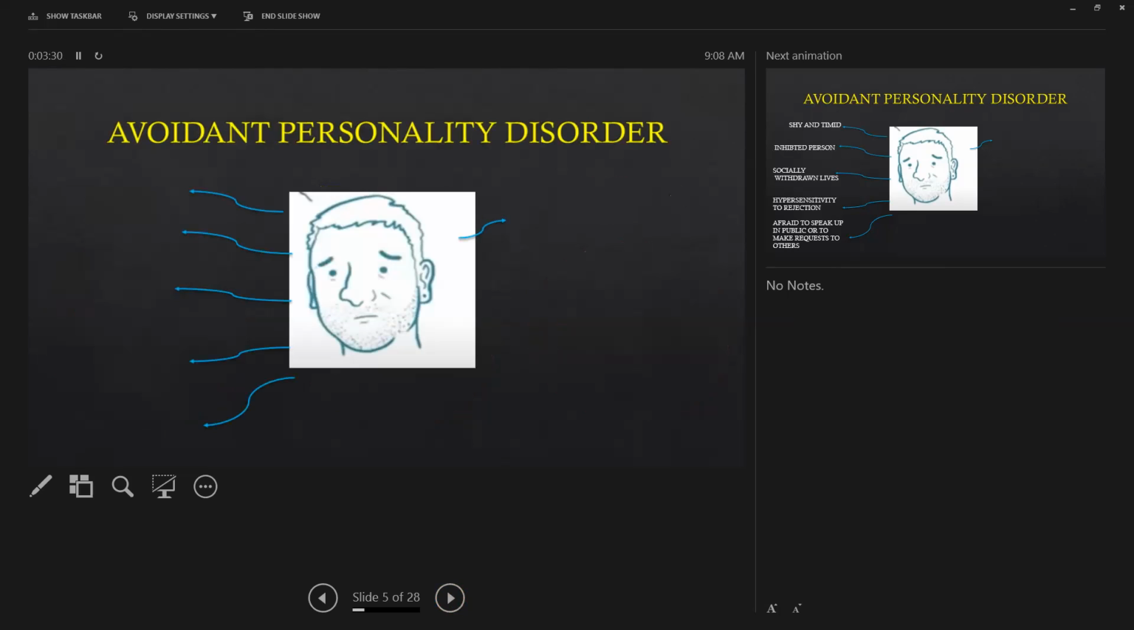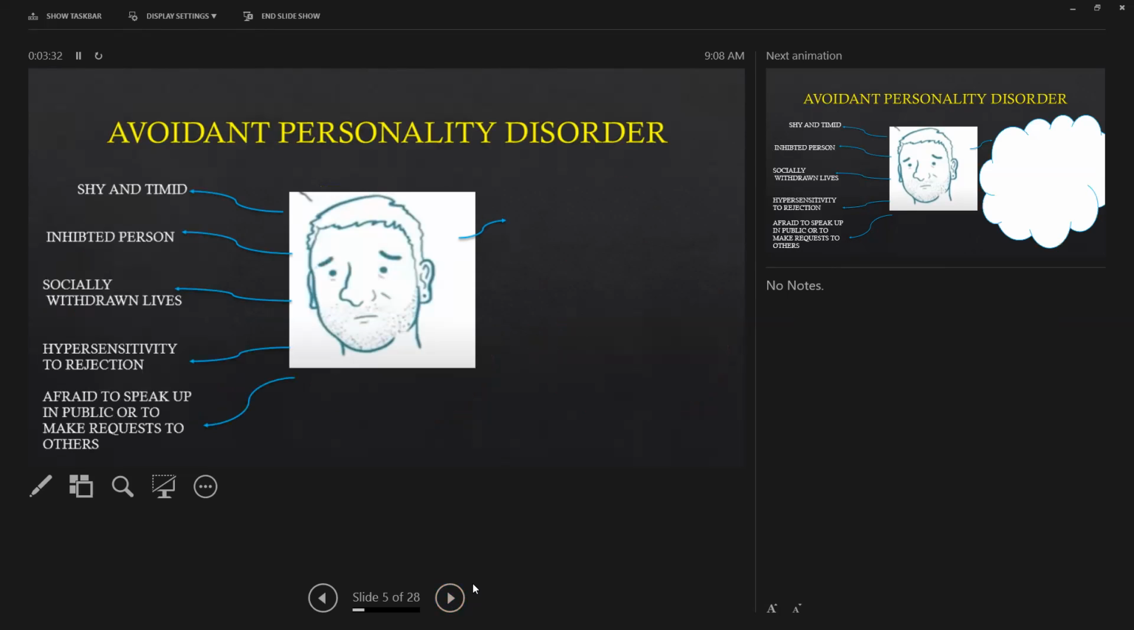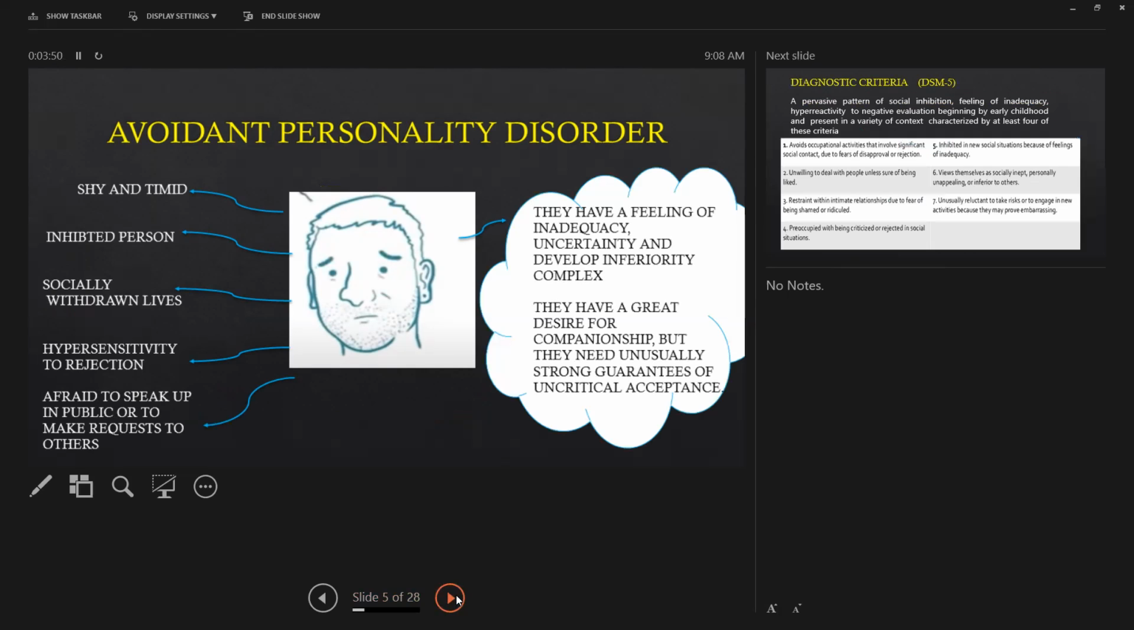Coming towards avoidant personality disorder. An avoidant personality disorder is shy and timid. He's an inhibited person. He lives a socially withdrawn life. He's hypersensitive to any rejection. He's afraid to speak up in public or to make requests to others. They have a feeling of inadequacy, uncertainty, and develop an inferiority complex. And they have a great desire for companionship, but they need unusually strong guarantee of uncritical acceptance.